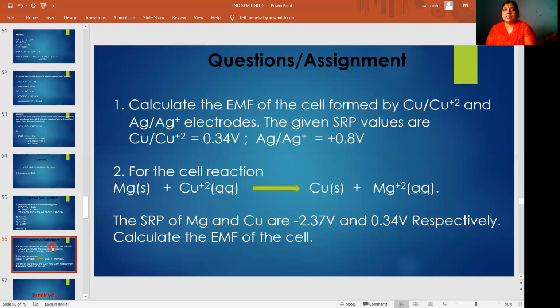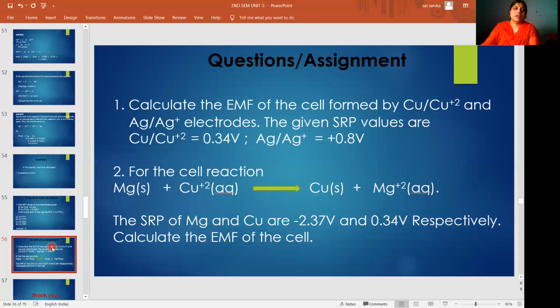If cell representation is given, the right hand side is cathode, left hand side is anode. If some reactions are given and potentials are given, if an oxidation reaction and its potential is given, that is oxidation potential. If a reduction reaction and its potential is given, that is reduction potential. So here what you have to do, always convert oxidation potentials into reduction potentials, because while calculating the EMF of the cells, we take the SRP values as the potentials. So always convert into reduction potentials, then only calculate the E cell. Then only you'll get the correct answer.